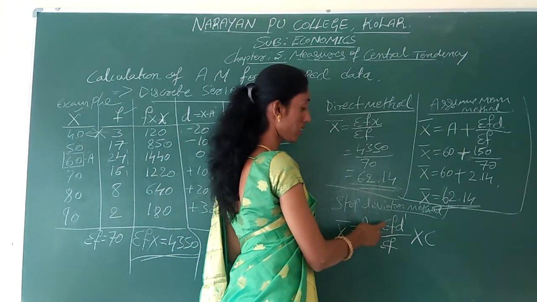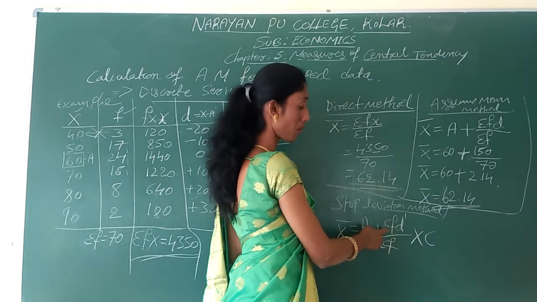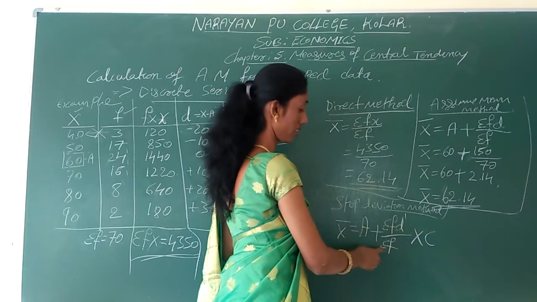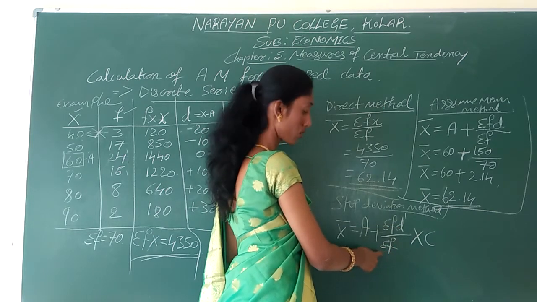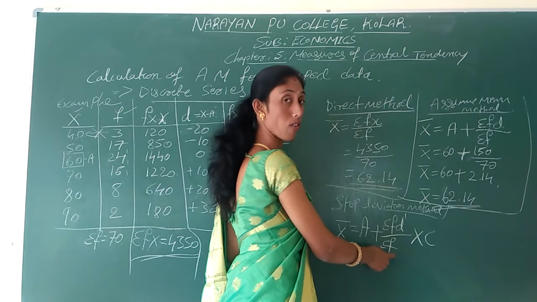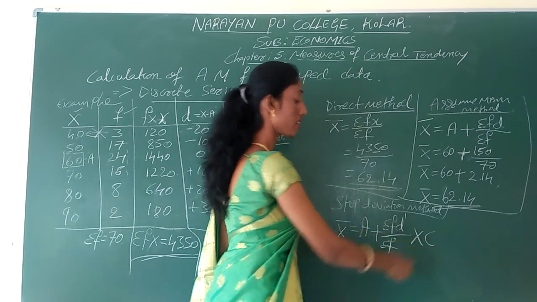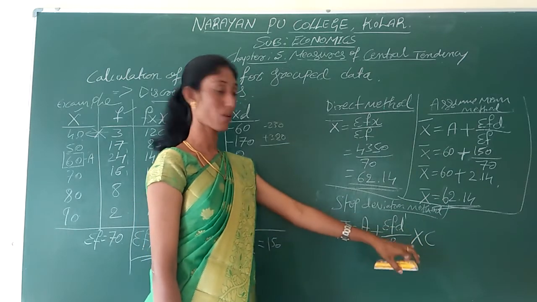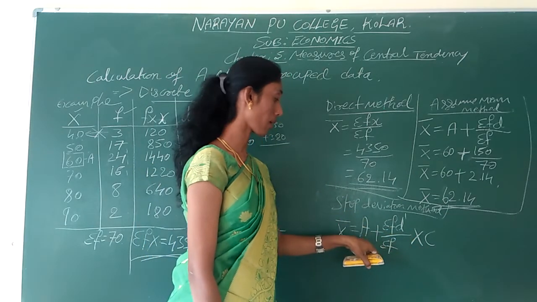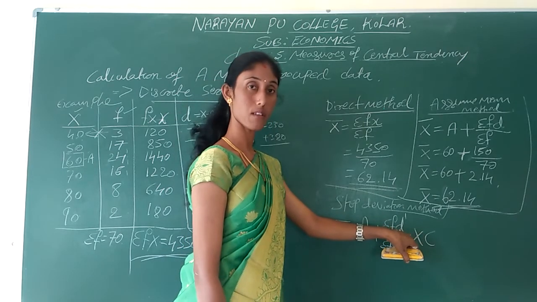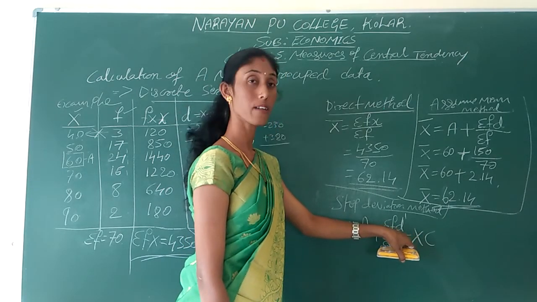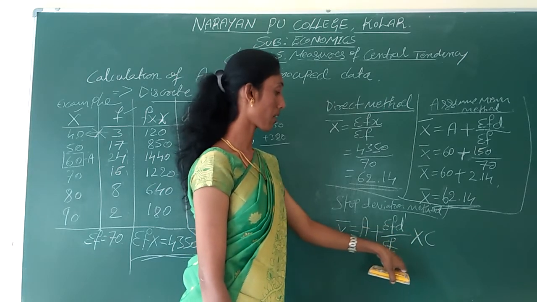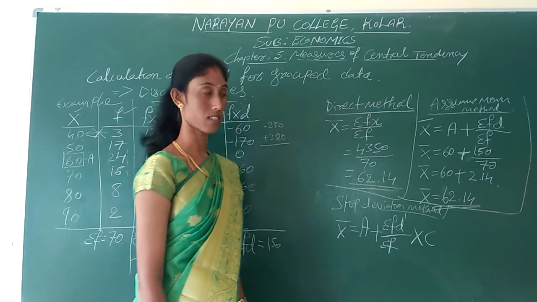A means assuming, sigma F d dot means sum of frequencies multiplied by the d dot, and here sigma F means total number of frequencies or sum of all the frequencies. Here C means nothing but common factor. Write down clearly one by one. C means common factor, A means assuming, sigma F d dot means sum of frequencies multiplied by the d dot values. Sigma F means sum of all the frequencies.